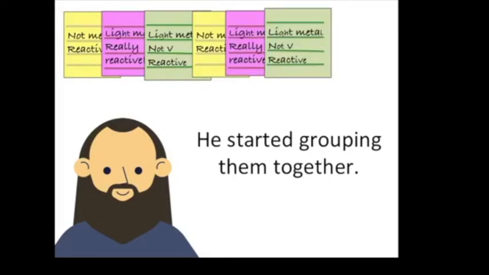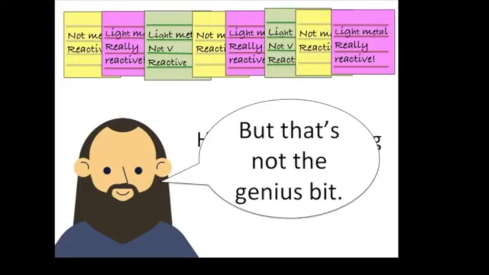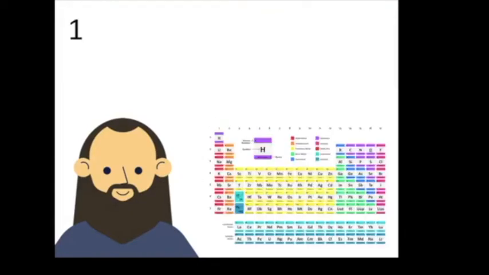And can you see, this is genuinely what he noticed: you had a very reactive metal, then straight after it a light metal that was really reactive, and then a light metal that wasn't very reactive, and these were all going up in weight. But actually that wasn't why we have to remember his name. He did a couple of really clever things.